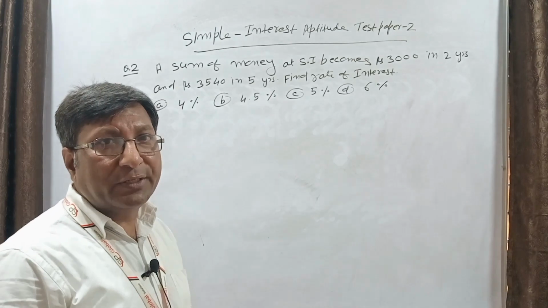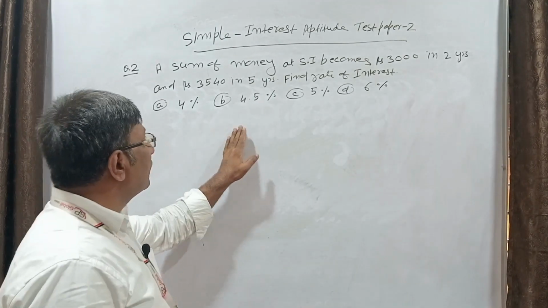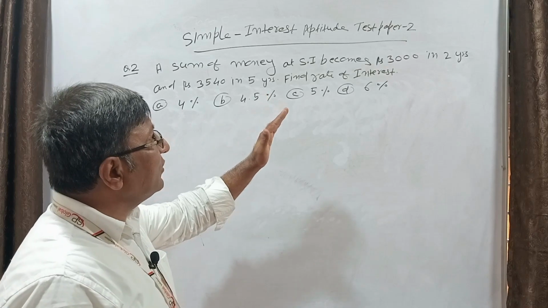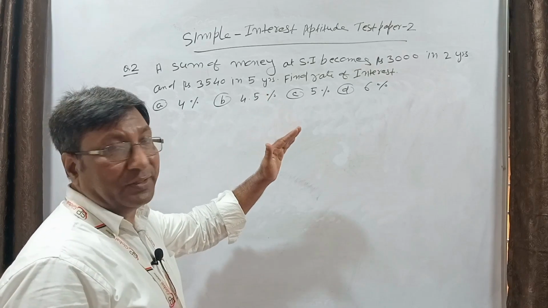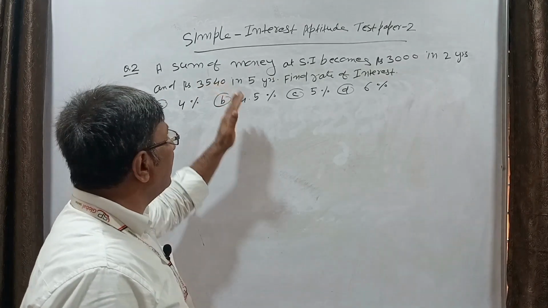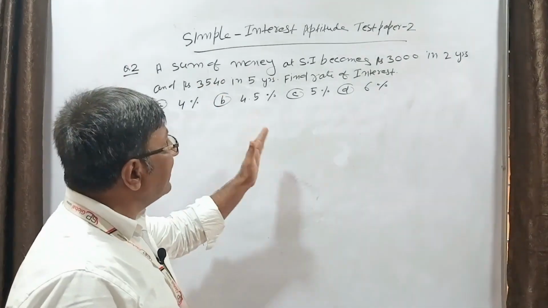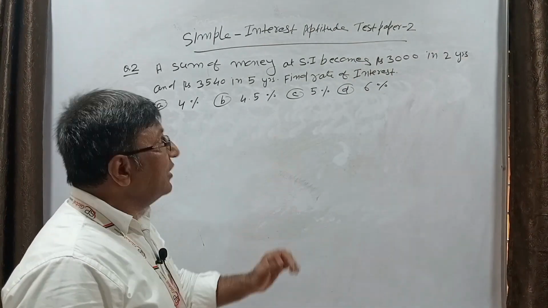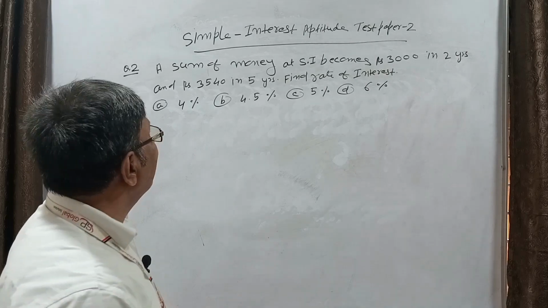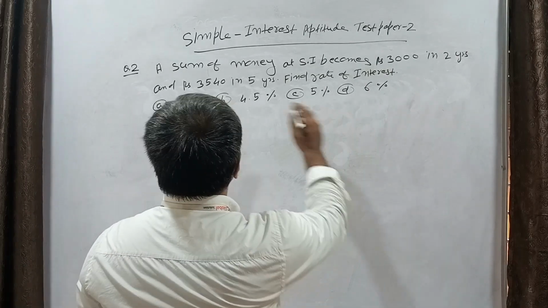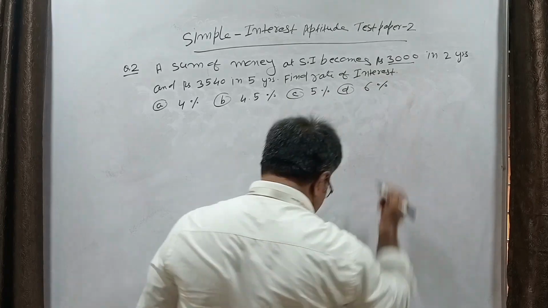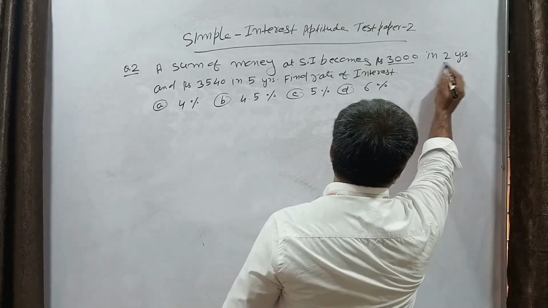Now see question number 2. The question 2 is what? A sum of money at simple interest becomes rupees 3000 in 2 years and rupees 3540 in 5 years. Then find the rate of interest. So for this type of question, it is a simple concept, a simple technique. So what is the technique? You see, a sum of money at simple interest becomes rupees 3000 in 2 years.